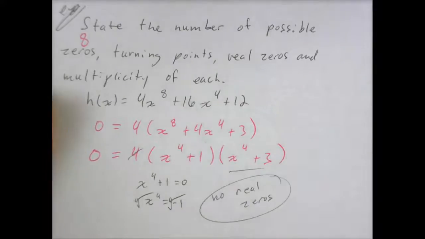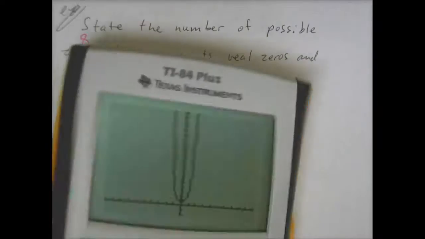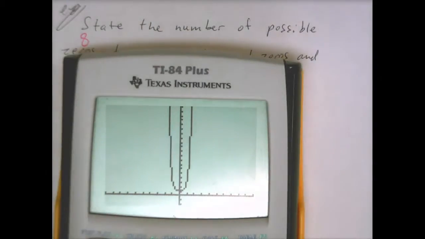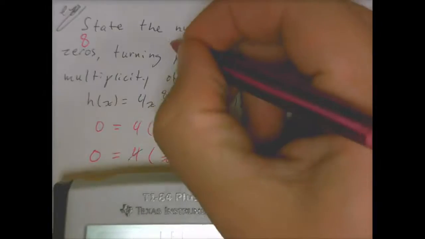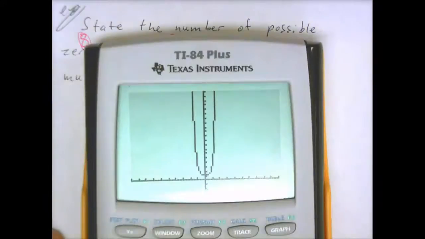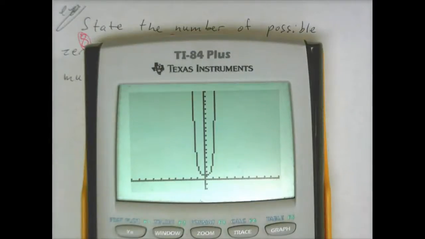And if you look on a graph, we see something like this, which we also notice we have one turning point. There's one of those. There's no real zeros. So obviously if there's no real zeros, there's no multiplicity of any zeros either.